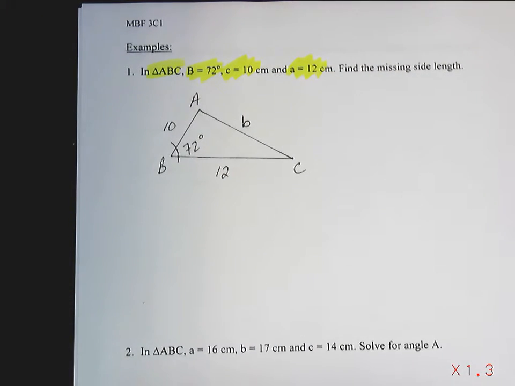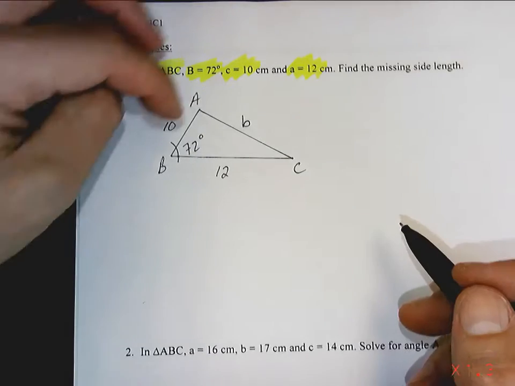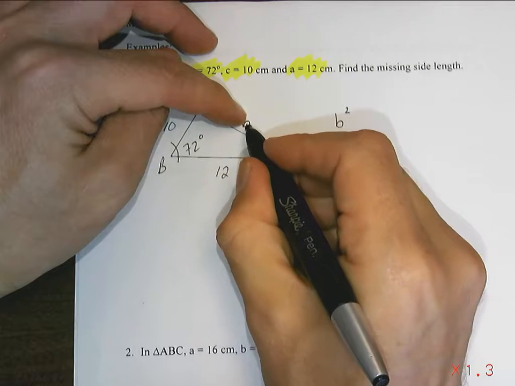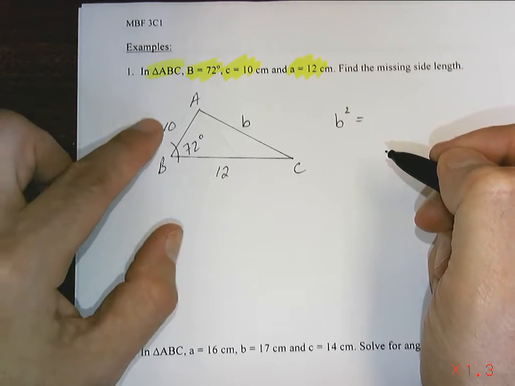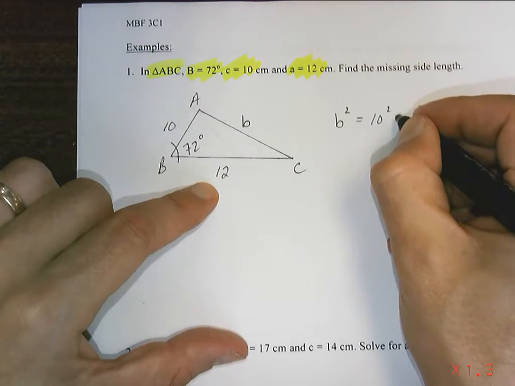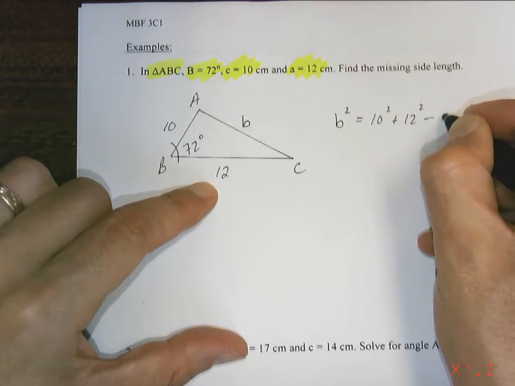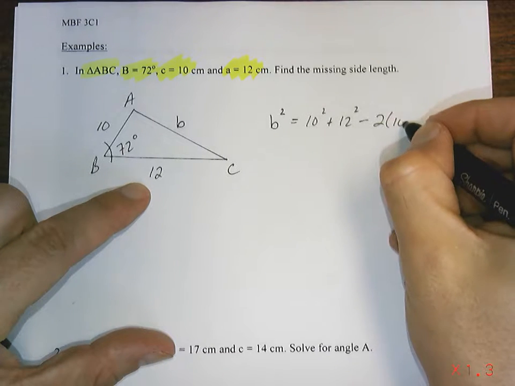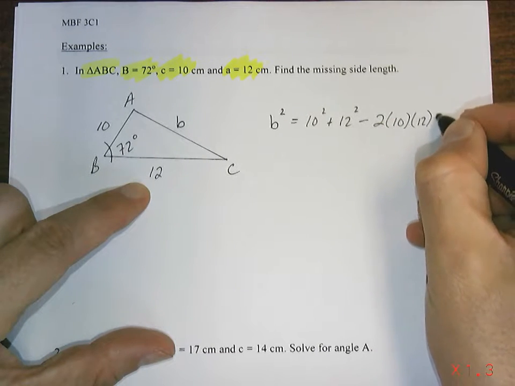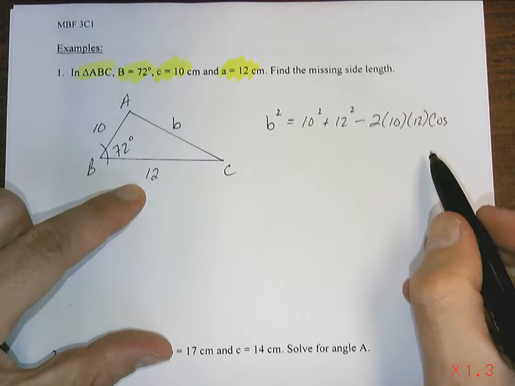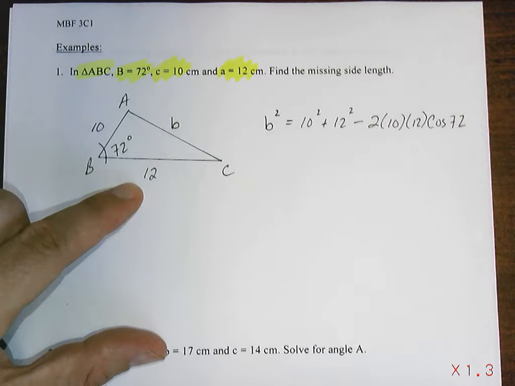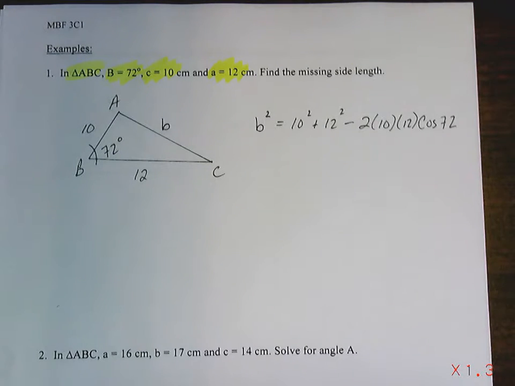It's B, little b. So if I want this side length, using the formula or the pattern, it's going to be B squared equals the other two side squareds, subtract 2. Now that subtract 2 is always there. So subtract 2, the other two sides, cosine, always cosine because it's the cosine law, the angle opposite the side that you wanted. And there you go.